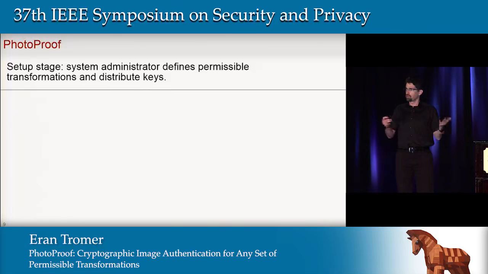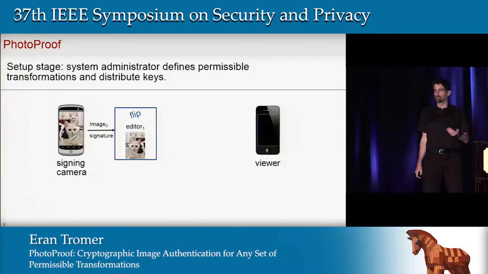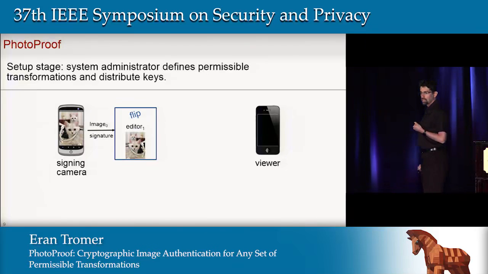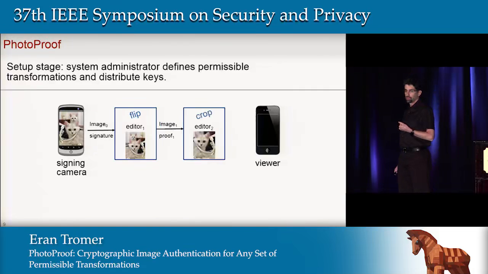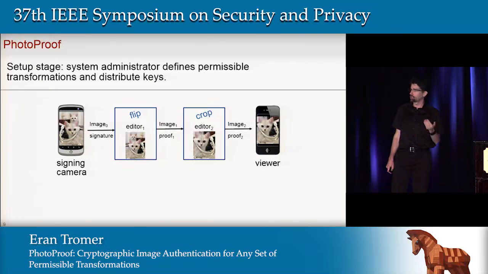Then, once the keys are distributed, everyone can capture images. So you can capture an image and then send that along with the signature to a user who might edit that image, for example, flip it, and suppose that flipping is a permissible transformation. Then they can use another algorithm, another software module within the PhotoProof system to create the flipped image, along with the proof that it is authentic. That can later undergo additional transformations, say cropping, resulting in a new image with the corresponding proof and so forth.